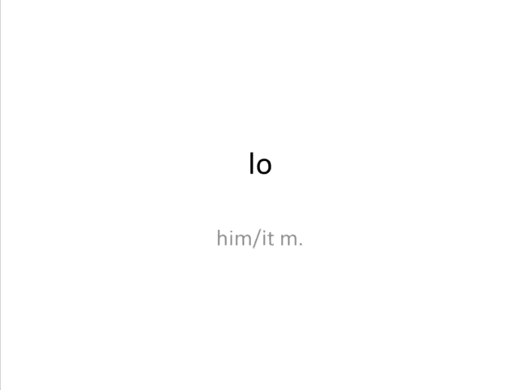Today we're going to learn about direct objects, and today's direct object is lo. Lo means him or it, and in this case it is a male it, so it will stand in place for any object that is male. This could be el libro, the book. The book is a masculine noun. It could be el perro, the dog, the male dog, for example.